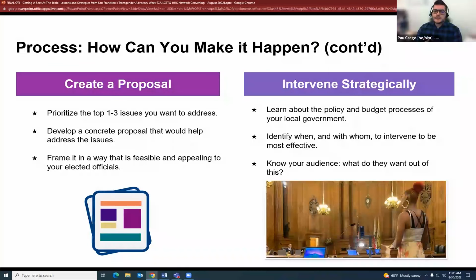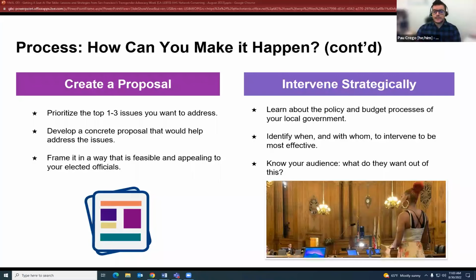The third step for us was creating a proposal. And Shane has gone over a little bit of what that looked like, right? So for us, we boiled it down to the top 3 issues each year that we wanted to advocate for, and developed a concrete proposal that would help address those issues. So for example, even though we have those 3 recommendations every year, we usually have one of those that we develop more in depth. And Khilynn is going to put in the chat, or has already put in the chat, the link to our Google Drive folder.